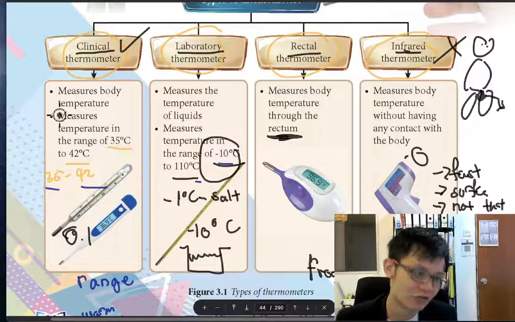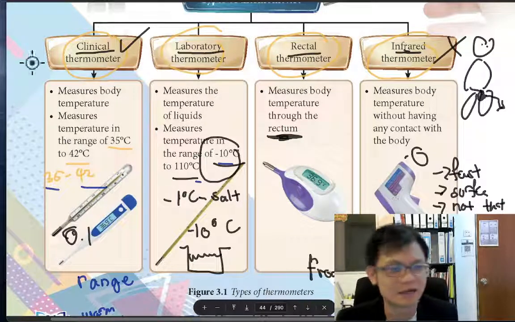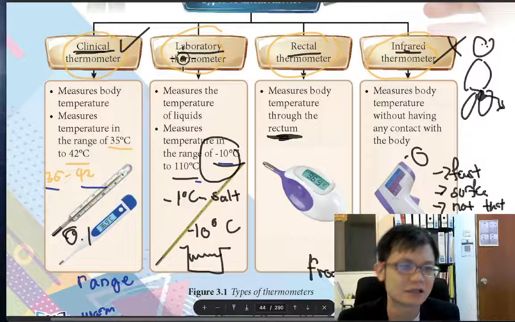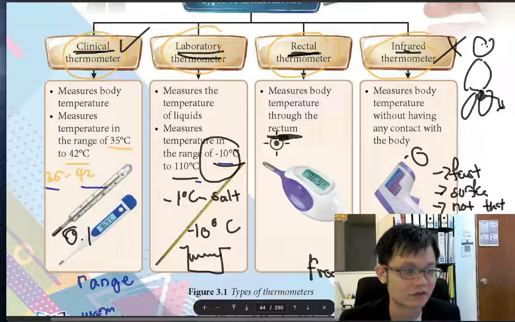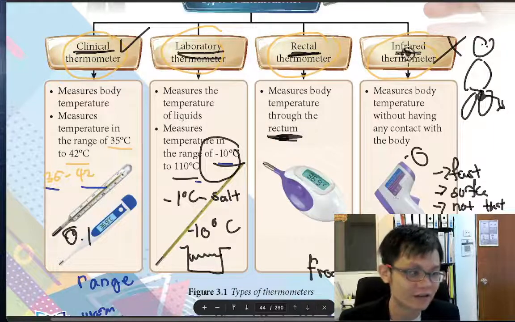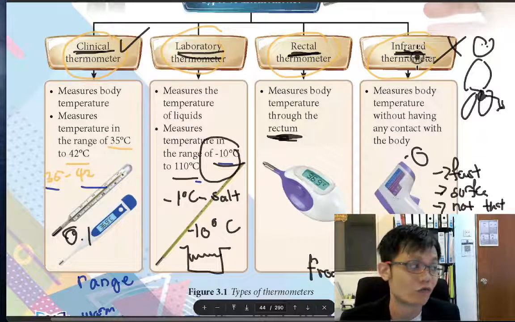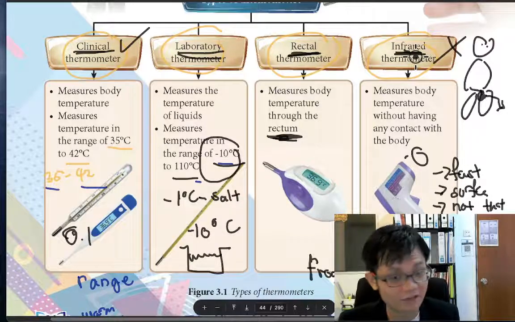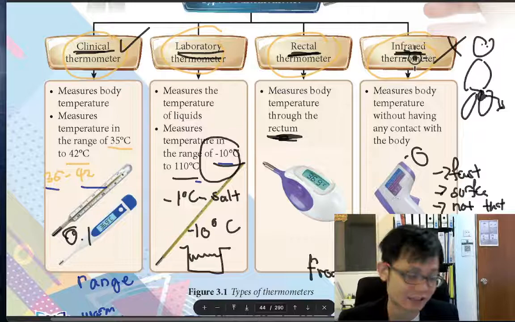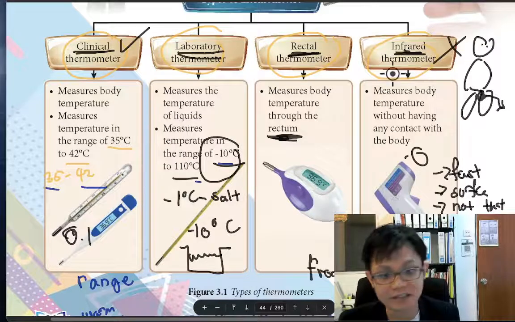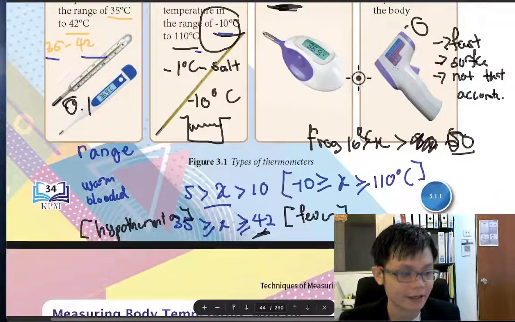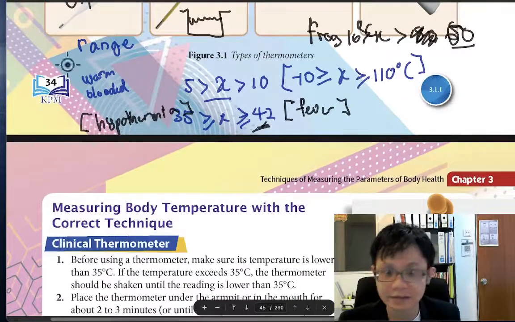Understand lah. Do you need to memorize? I think no need to memorize lah. If you know the words clinic, laboratory, rectal, you know lah. Rectal is from the word rectum. Infrared, you also know this. Infrared is a wave. We have infrared wave, light wave, microwave, X-ray. This infrared is one of them. Okay, no question.